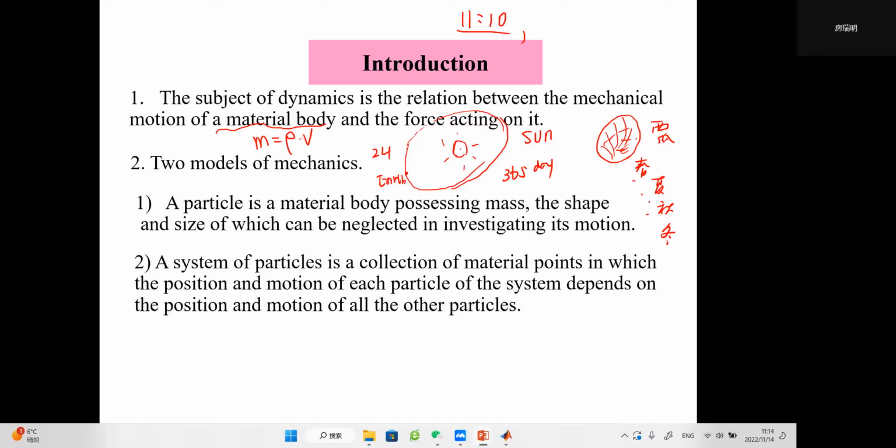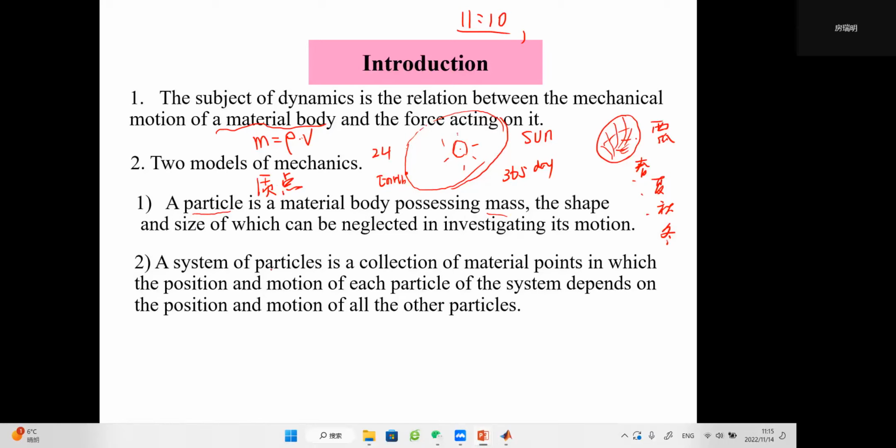So I mean, because the size of Earth is too small compared to the sun, when we are investigating its movement around the sun, we can just look at the Earth as a particle, right? So in Chinese, we call that 质点. That means it only has some mass, but its size or shape has a very, very tiny influence on the result we are investigating, right? So this is a particle.